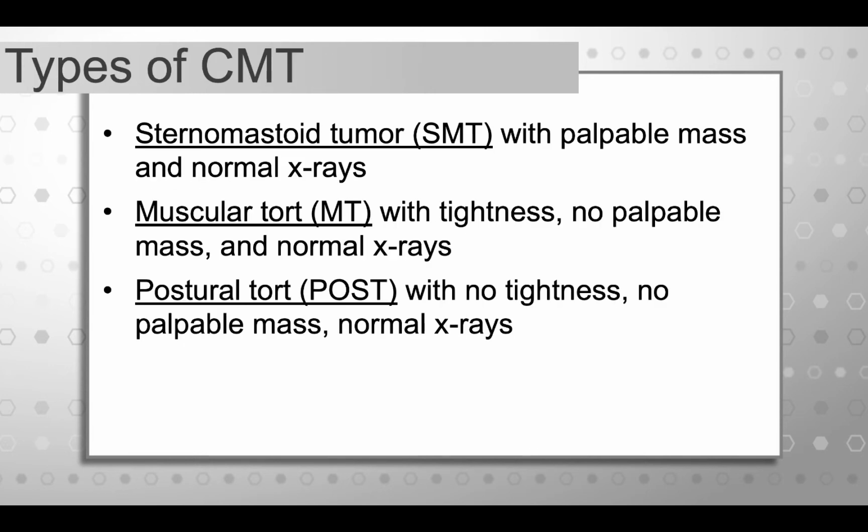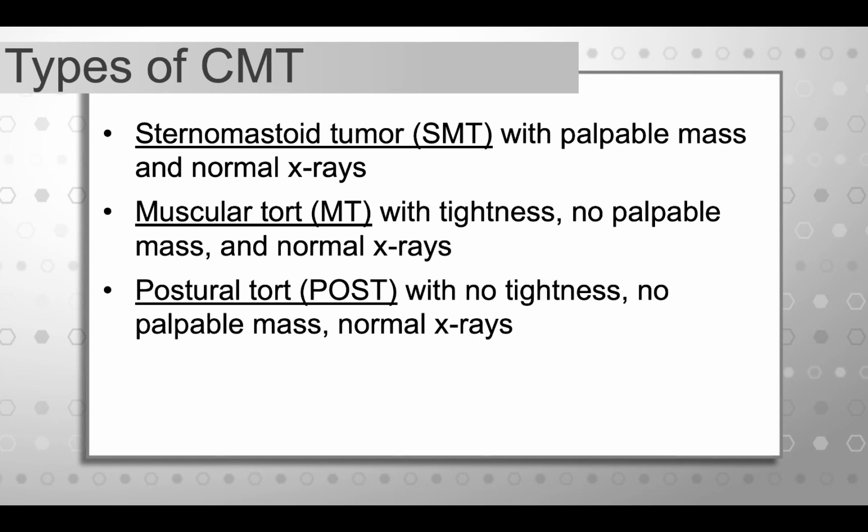There are a few different types of congenital muscular torticollis. Again, I mentioned the sternomastoid tumor, and that can be a scary word for families. So we want to make sure they understand we're not talking about a cancerous tumor. It's basically just a palpable mass, a lump in the muscle. But x-rays are going to be normal. And you'll notice in all of the types of congenital muscular torticollis, x-rays are normal. We've ruled out any sort of spinal deformity. This is a muscular concern.